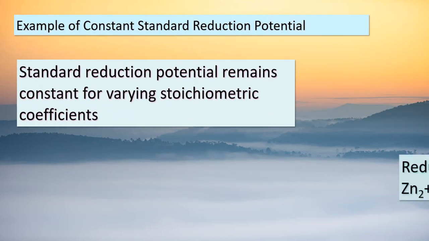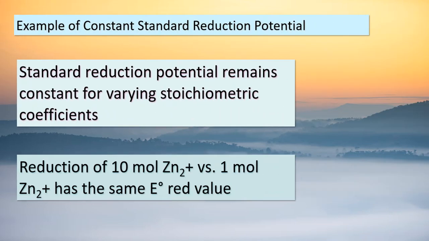Greetings once more, young scholars. Let's dive even deeper into the constant nature of standard reduction potentials, using a concrete example to solidify our understanding. Imagine the reduction of zinc ions, Zn2+. Now, whether we're working with a batch of 10 moles of Zn2+ or just 1 mole, the value of E°, or the standard reduction potential, remains unwavering. This consistency is fascinating and showcases the intensive property of these potentials.